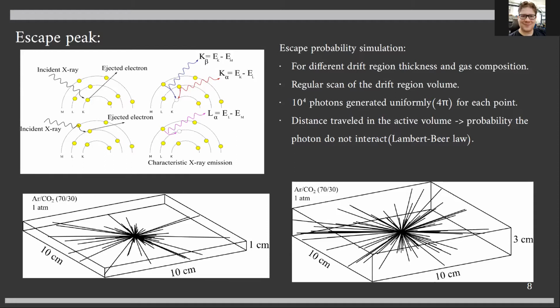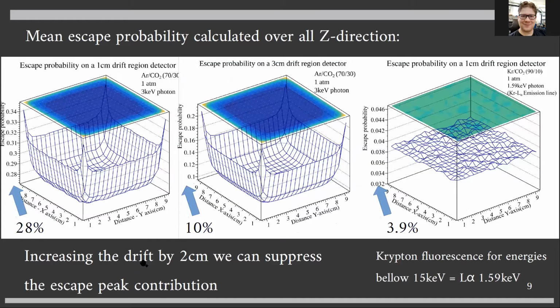So what we did was another simulation to scan the drift region here, the active region, and with this scan we throw 10,000 photons at each one of these points, and we calculate the mean probability for a photon not to interact inside this drift region. So here what you can see is this escape probability, for three different detector setups. The first two, this one and this one, are the detector operating with argon CO2, but with different drift region thickness.